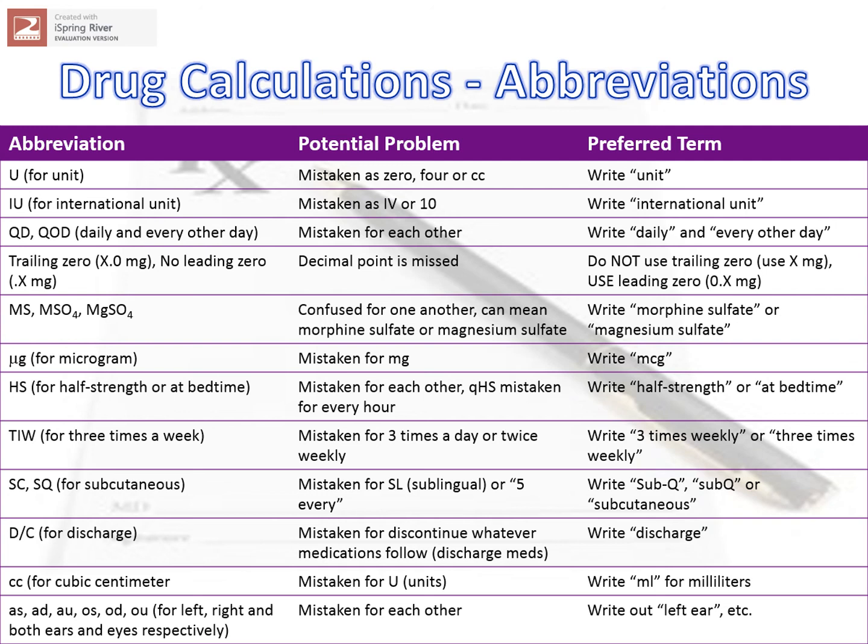And the last one I want to highlight is the cc, and that used to be for cubic centimeter. People used to use that. Nowadays we use milliliter. They are the same thing, but the cc gets mistaken for U's and all sorts of things like that sometimes. So we don't use cc anymore. If you're used to calling it cc, make a habit now of saying mL or milliliters.